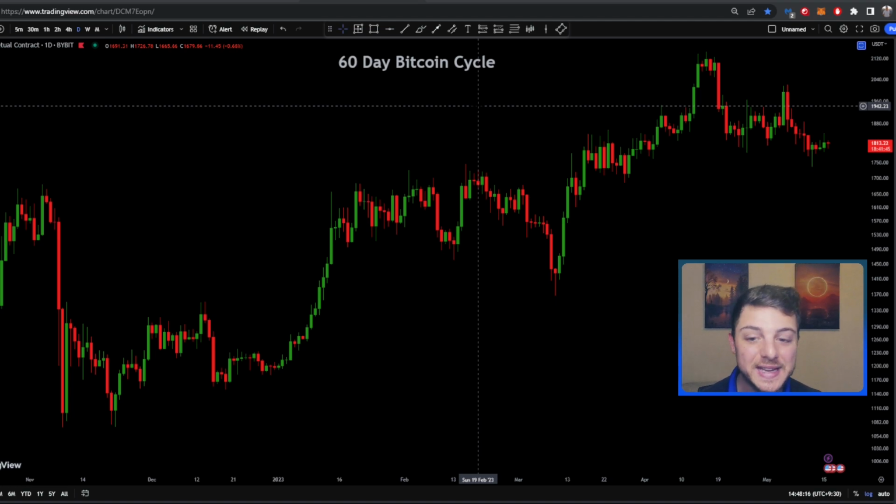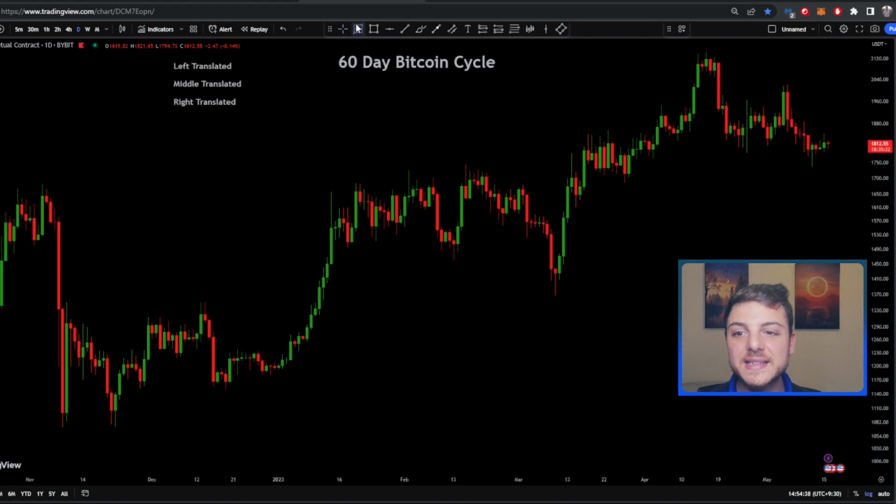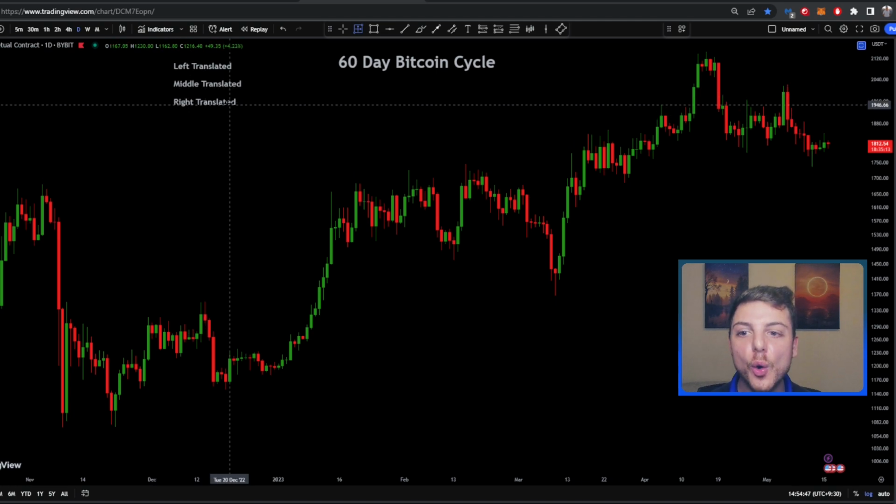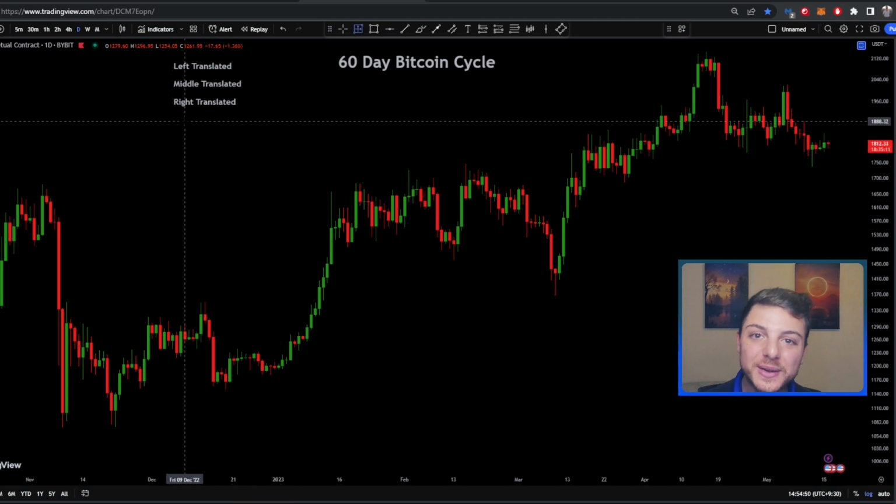Now, before I show you the exact 60-day cycles that are on Bitcoin right now, let's go through one small detail that we need to determine, and will determine which way we're trending. Are we trending more to the long side, or more to the short side? When we're trading using the 60-day cycle, there are three key components that we always need to take into account. The first is left translated, middle translated, or right translated cycle. I'm going to explain them all right now, as they are the key to understanding this 60-day cycle.